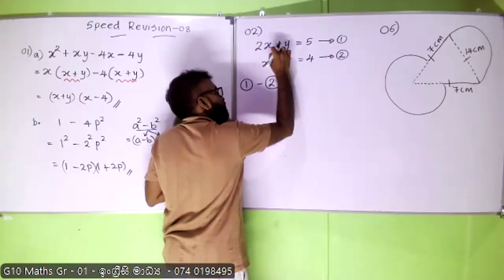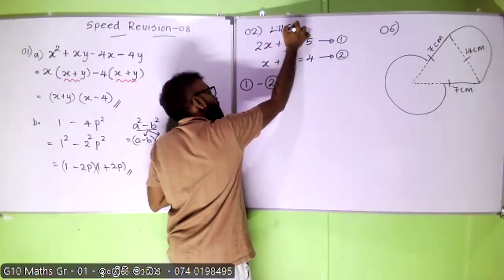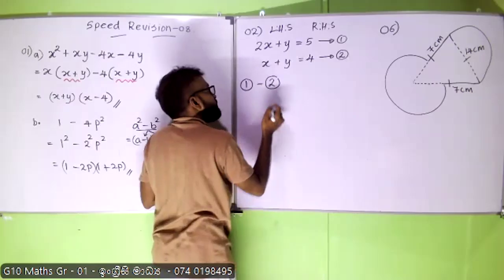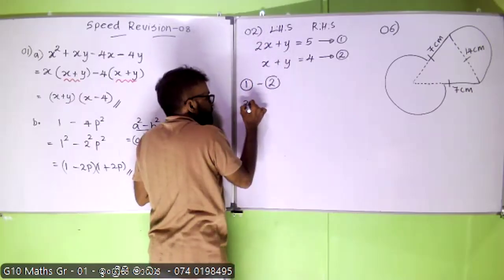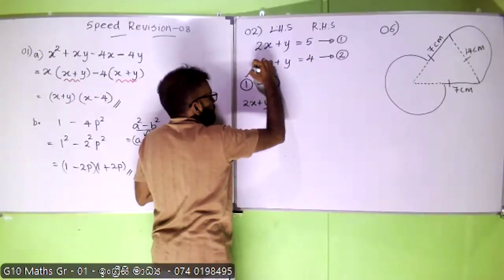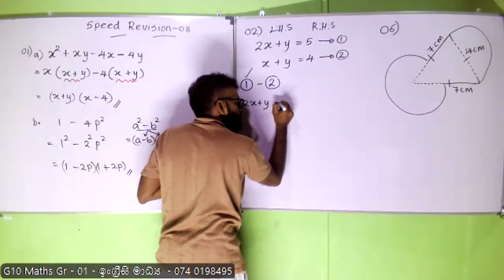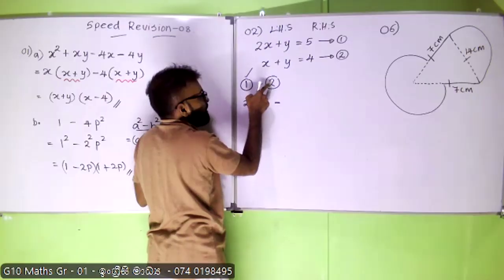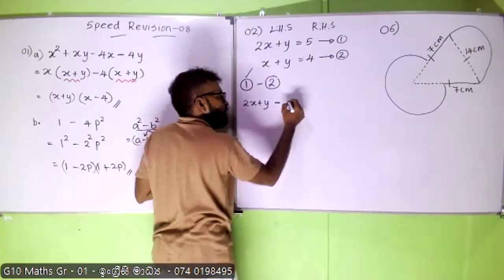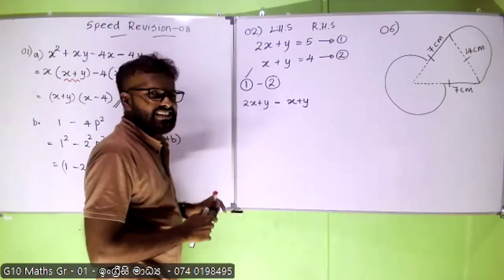This is my left hand side, LHS. This is my right hand side of my equations. 2x plus y is my left hand side of the first equation, minus the left hand side of equation number 2, this one, x plus y. If I write like this, is this correct?